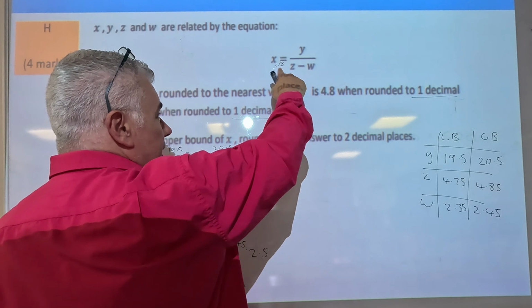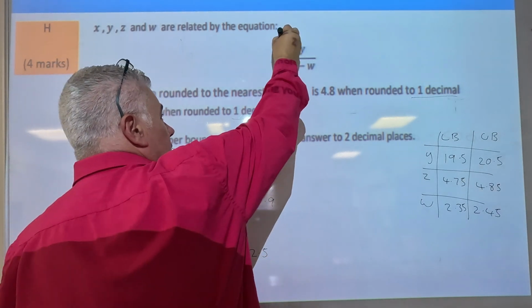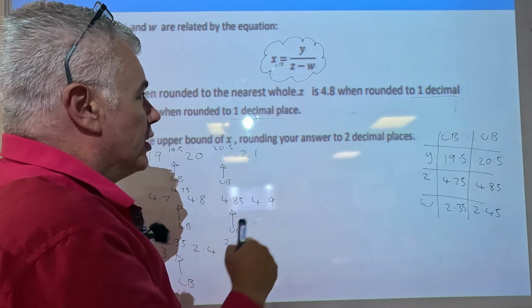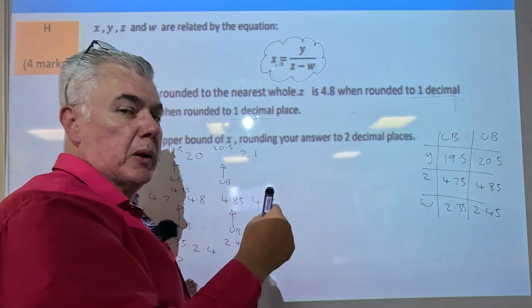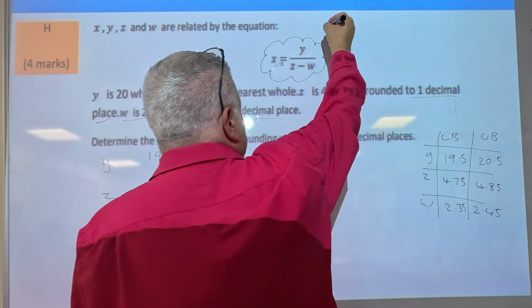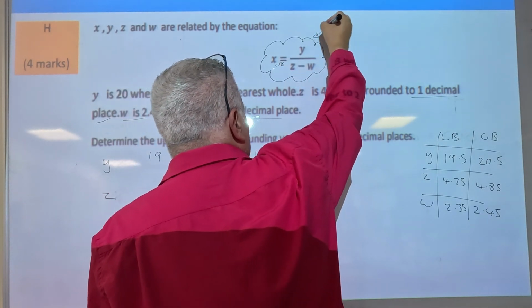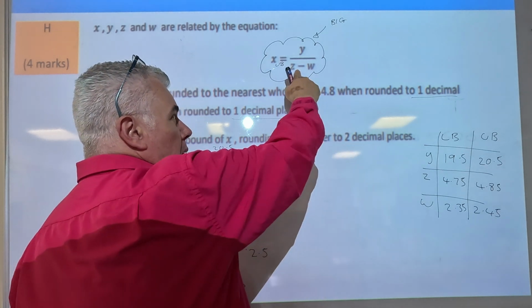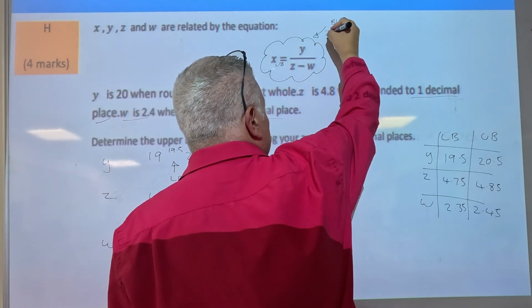I want this to be as big as it can be. So I've got this equation and I want this to be as big as it can be. So I need to choose these carefully. Do I want the upper? Do I want the lower? If I want this to be as big as possible, I want this top number to be as big as it can possibly be, but I want this to be the smallest it can be.